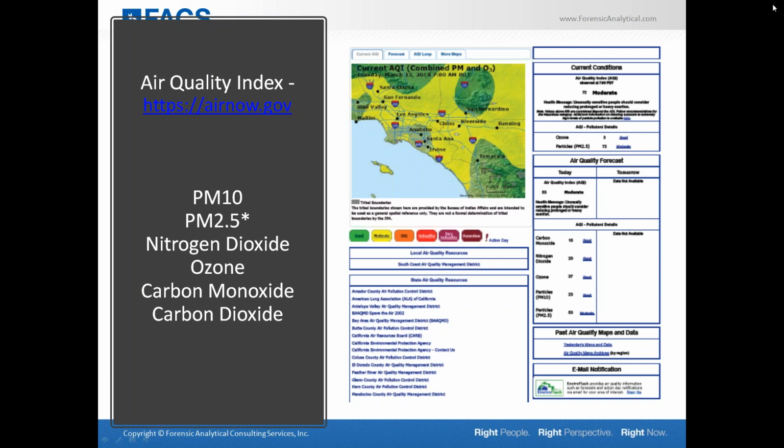Looking at these numbers can help determine, as a company or as an individual, whether or not you want to be outside at that time or have individuals working outside. It gives you the PM10 and the PM2.5, which are the ones they typically look at, but it also gives you several of the other gases that are associated with wildfire events.